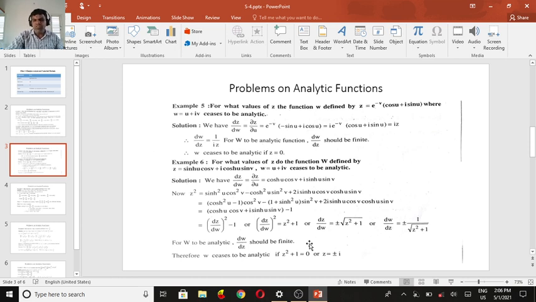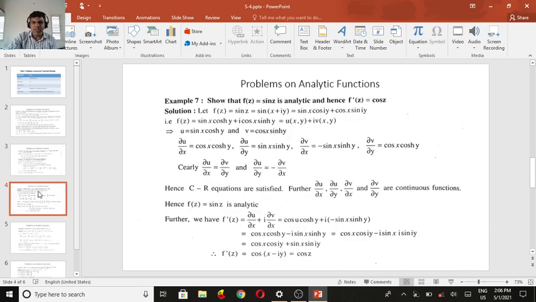Therefore, w is to be analytic if z square plus 1 is not equal to 0, that is z not equal to plus or minus I. Because we take 1 to this side, minus 1, we can write in complex form, the square root of minus 1 is I. So z is plus or minus I.